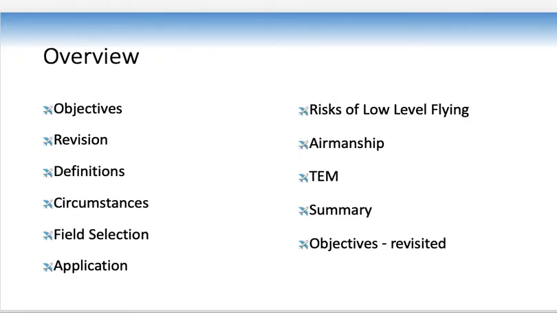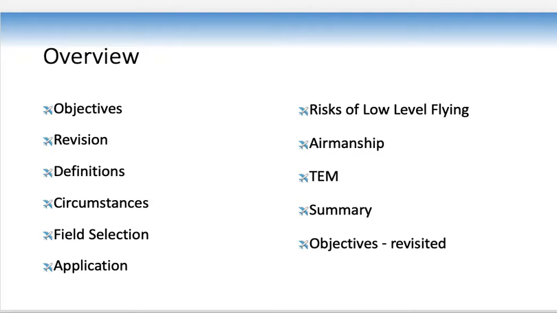An overview of what we'll have a look at today. So, objectives, that's a take-home message. We'll have a look at a revision from our stall level and practice forced landings brief. We'll look at definitions that will be relevant for today. We'll look at the circumstances, so the reasons why you would need to do a PSL. We'll have a look at the field selection criteria. It's quite similar to what we looked at in a PFL. We'll have a look at the application. That's the fun part. We'll have a look at what we'll actually be doing in the air.